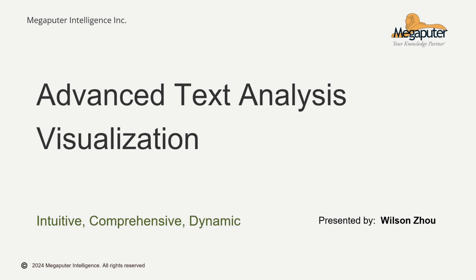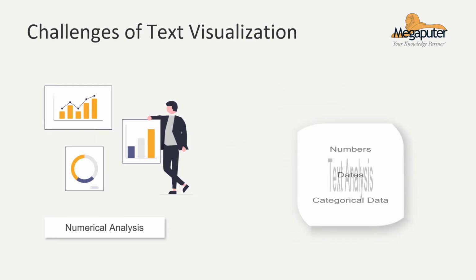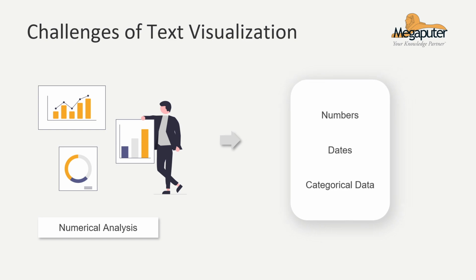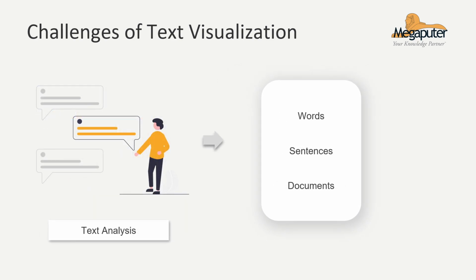Welcome, everyone. In this video, we'll demonstrate how to visualize text analysis results in the PolyAnalyst web reporting system. Text analysis differs significantly from numerical analysis in terms of the visualization tools and techniques used. Traditional data analysis typically handles structured data, such as numbers, dates, and categorical data, with visualizations mainly used to show trends, relationships, and distributions. In contrast, text analysis involves unstructured data, including words, sentences, or documents.